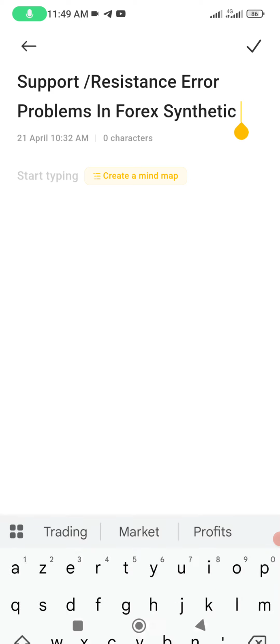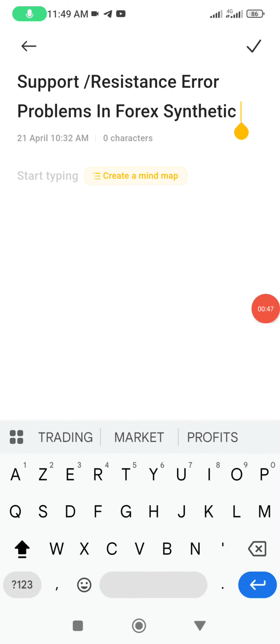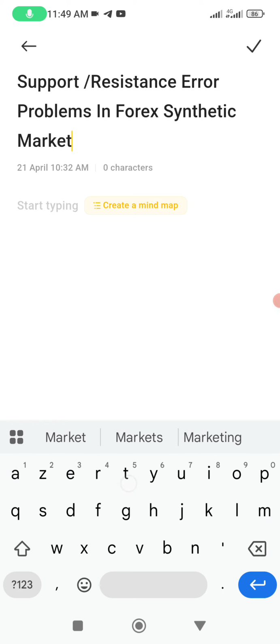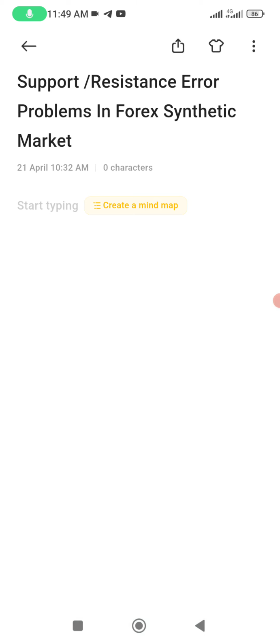So the topic is support, resistance, error, problems in forex synthetic market. Okay, so this has been the reason why a lot of both experts and amateur traders lose money.